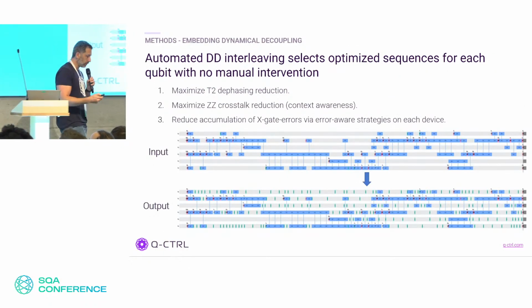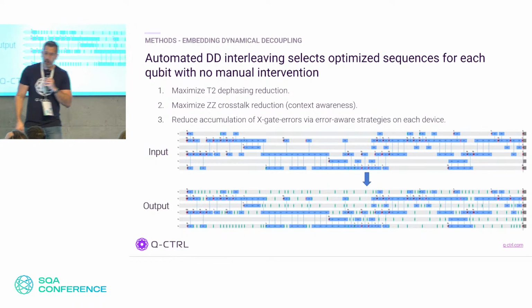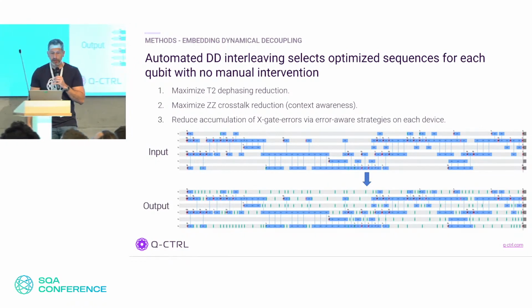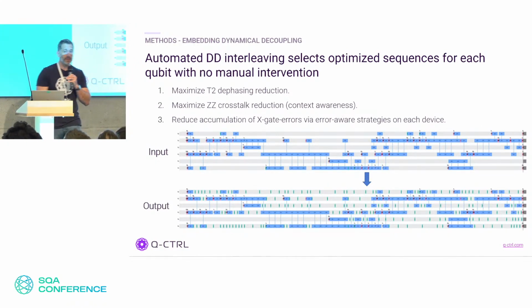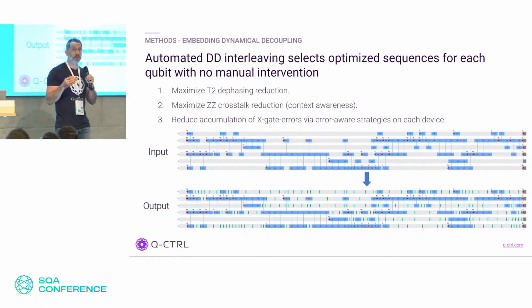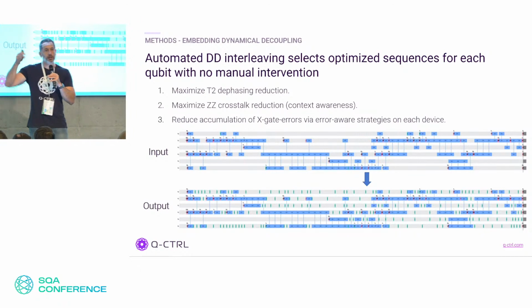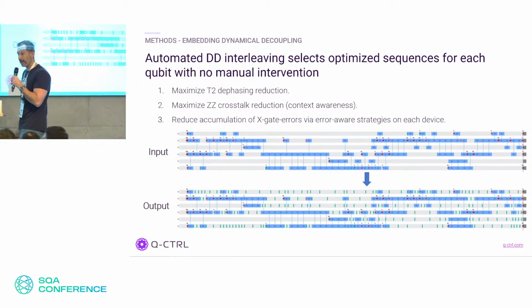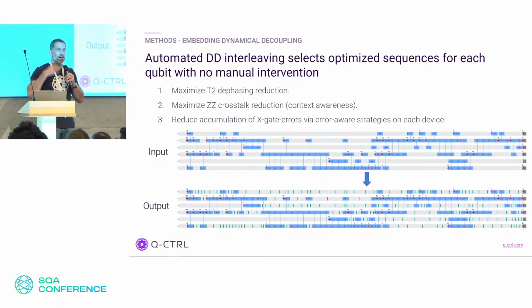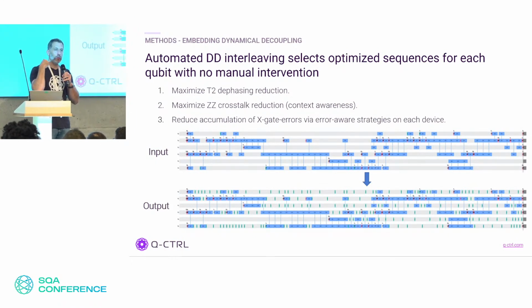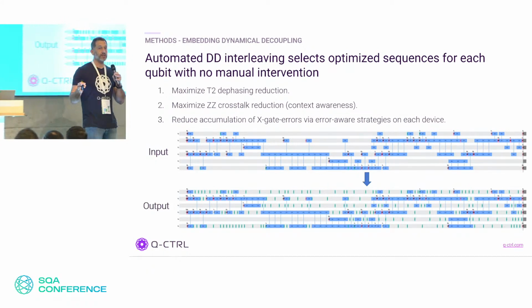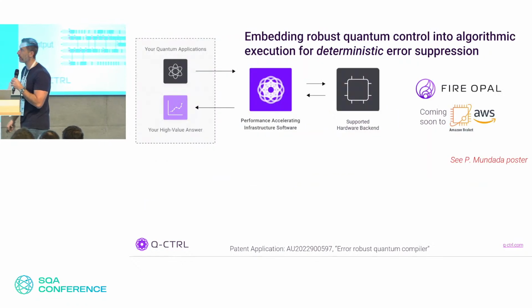So our overall approach to integrating this into circuits involves, first of all, trying to maximize T2, so reduce global dephasing, then maximizing the suppression of ZZ crosstalk, and reducing the accumulation of X gate errors. So we're aware of what the error is in each pulse. You don't want to just keep banging away with pi pulses if they make things worse. All of those things, in a context-aware manner, are fed into a routine that decorates the circuit with dynamic decoupling in a way that is context-aware, right?